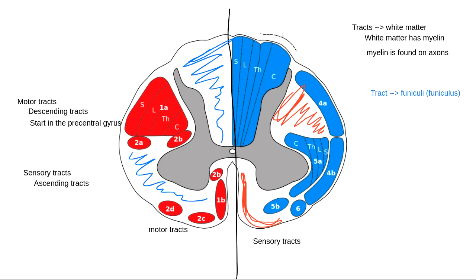Okay, so when we talk about tracts, let me get a whiteboard here. We're going to start with talking about our ascending tracts. I don't have all the words in front of me, so I'm going to rely on you guys to help me out with making my list. So let's work together to make our list about ascending tracts.